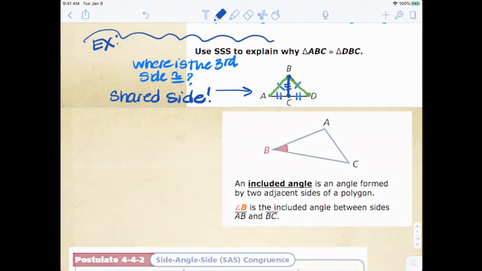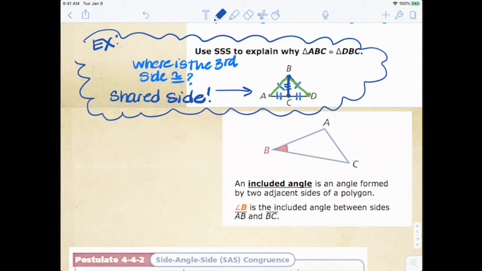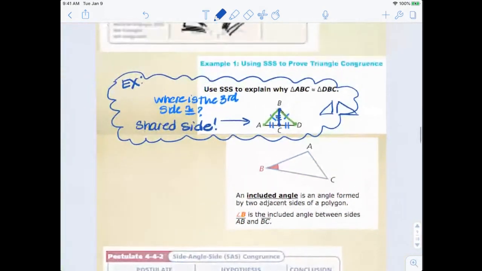How are we going to use side, side, side to explain these are congruent? Well, BC and BC is a shared side between both triangles, right? It's a shared side between this triangle and it's a shared side between this triangle. They share from the left on one, the right on the other. Since they are the same side, we can mark them congruent. So now we have our 3 sides to prove these are congruent.